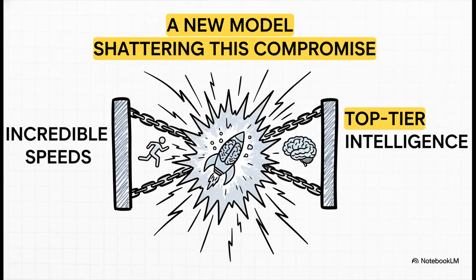But what if that rule just doesn't apply anymore? What if you could have it all? Well, a new model has just hit the scene, and it claims to completely shatter that compromise, offering top-of-the-line intelligence at blistering speeds. And that model is Gemini 3 Flash.